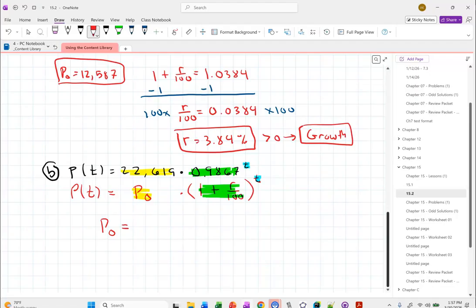Who can tell me the value for P naught? Go ahead, Emma. P naught is 22,619. The R value is negative 1.3%, so it's decay.